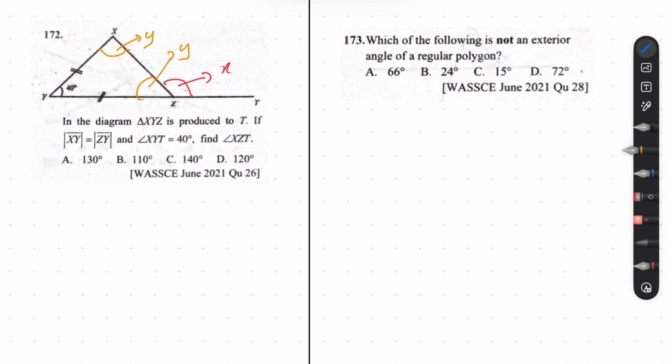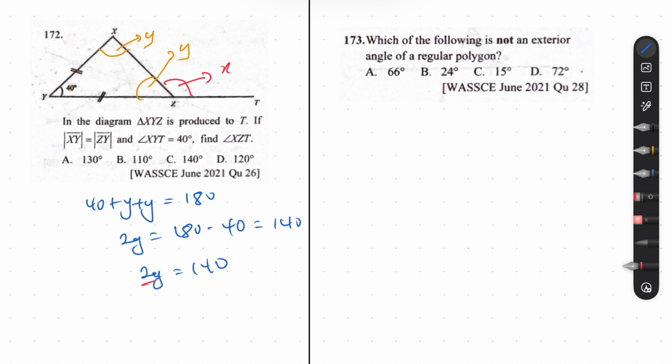Cool. Now if we add the angles in this triangle, we should get 180, right? So 40 plus 2y gives us 180. So 2y equals 180 minus 40, which is 140. Let's divide both sides by 2. We get 70. So y equals 70.